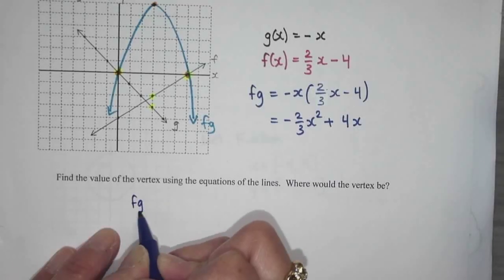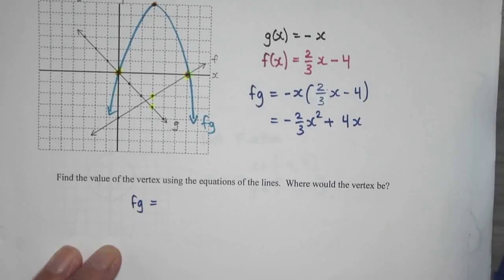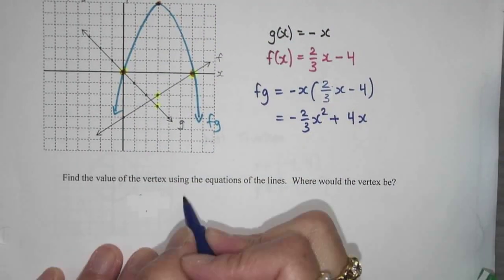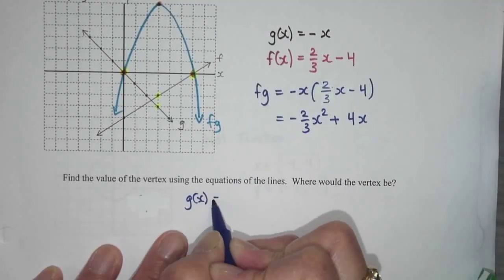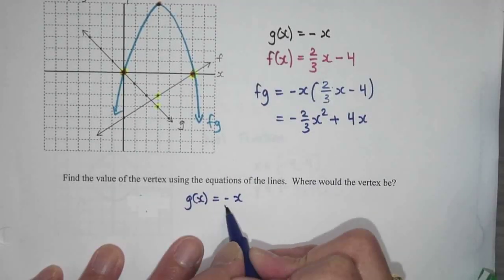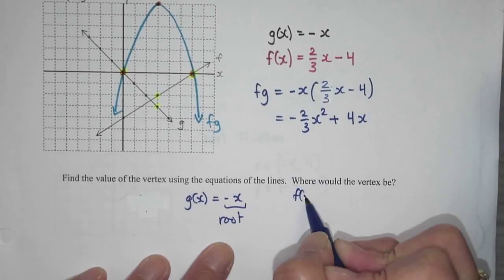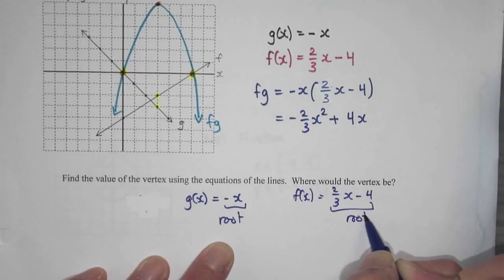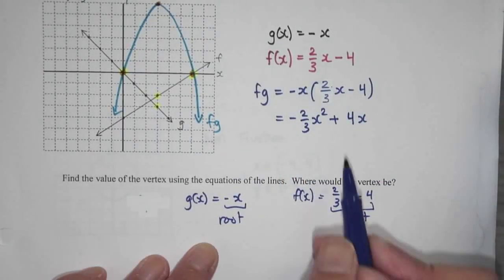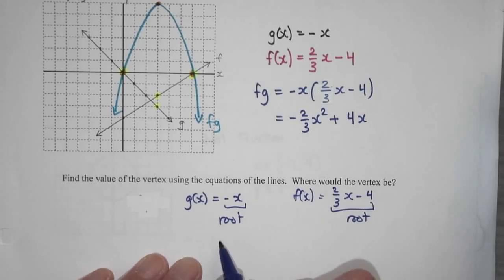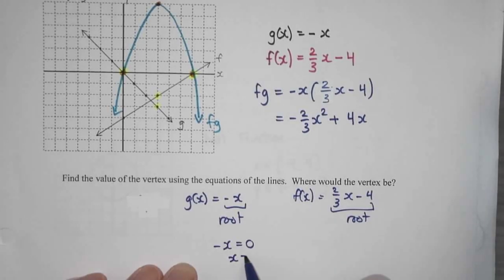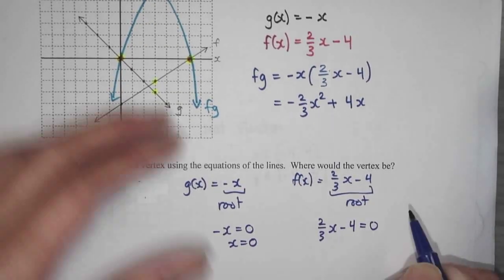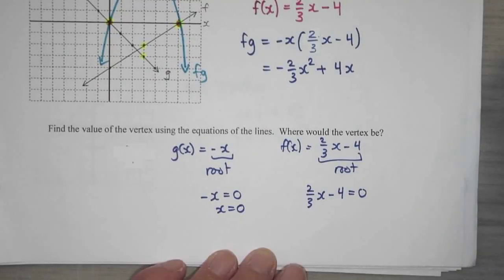So if I had f and g, using the equation of the lines, I would say where g of x is a root, and the f of x would also be a root. That's what this is saying here, that those two would end up being the two roots. So if I have negative x equals 0, x equals 0, so you get your root there, and then here you have 2/3 x minus 4 equaling 0, you can solve your two roots using the two equations.